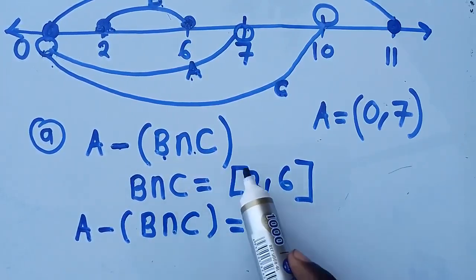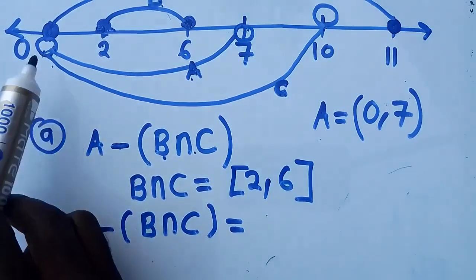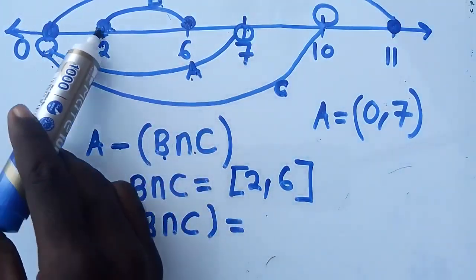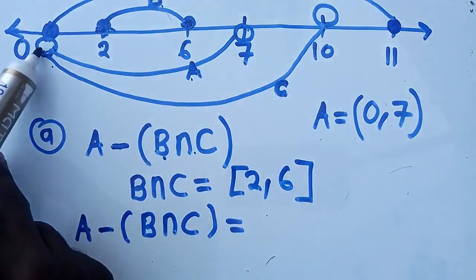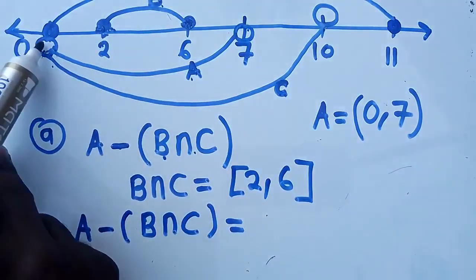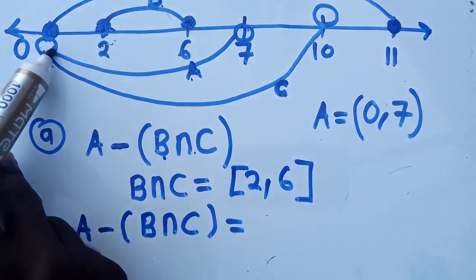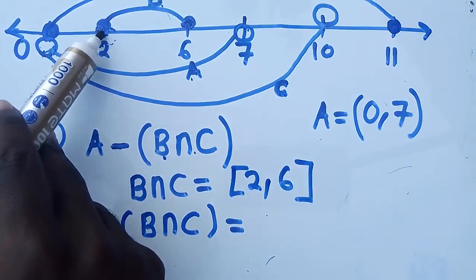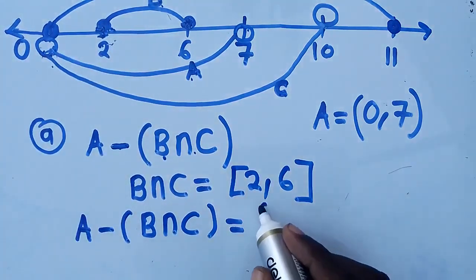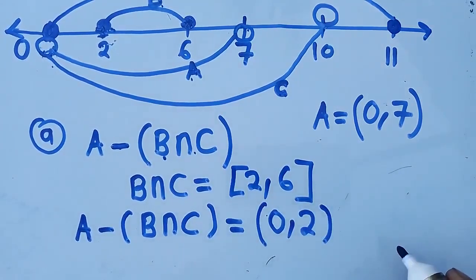So you remove this part from A. A is starting from 0 to 7. So you remove this part here, we found this part, 2 to 6. So we start from 0 to 2. Then you know that the 0 in A is not included. Since 2 is removed along with the part, the 2 won't be included either. So in the interval, 0 to 2, not included.